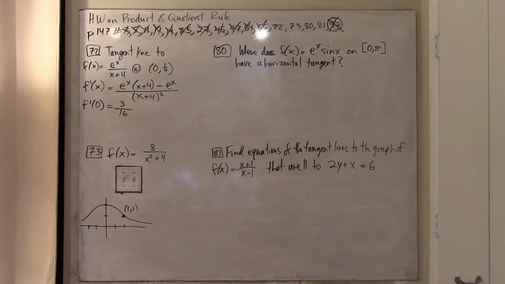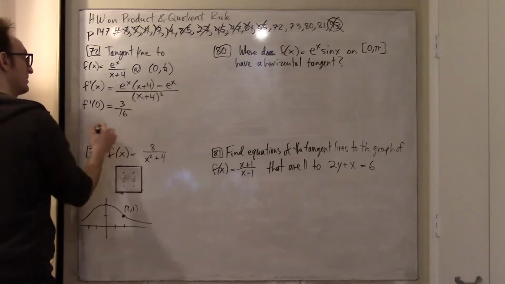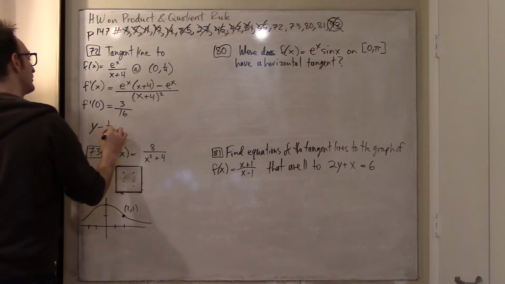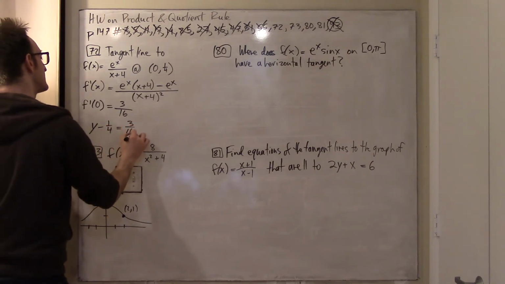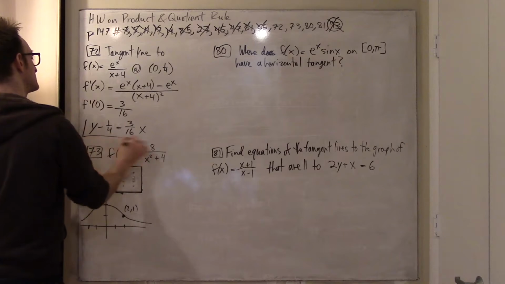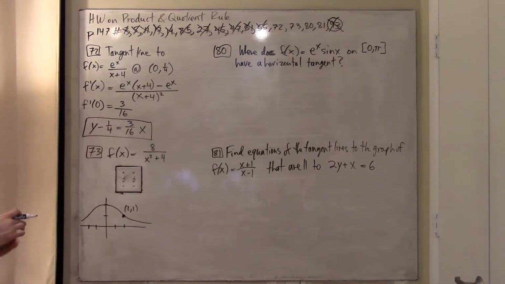Yeah, right? Yep. So, alright, great. What's the equation then of the tangent line? Well, it's just going to be y minus 1/4 equals 3/16 x. So that's it. Because it's just the line with slope 3/16 that goes through the point (0, 1/4). Okay, good.